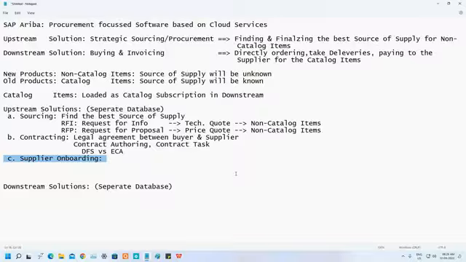Where? Into Ariba. Why would I try to find 2000, 3000, 5000 new suppliers? I already have suppliers in my ERP. You onboard them into Ariba. So that means the solution which Ariba says is the standard process, that all of you know, is wrong.